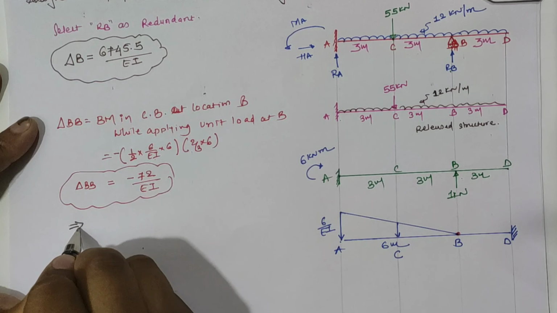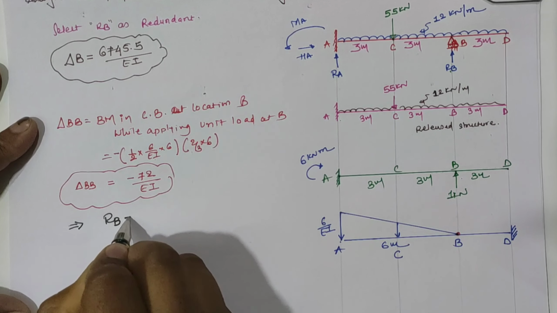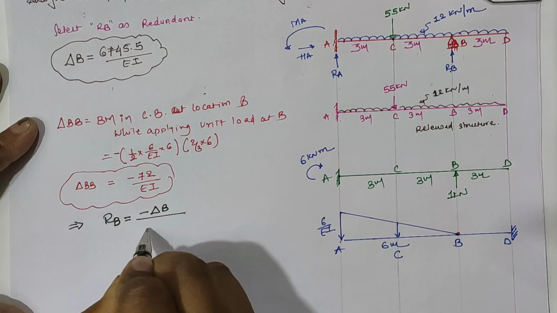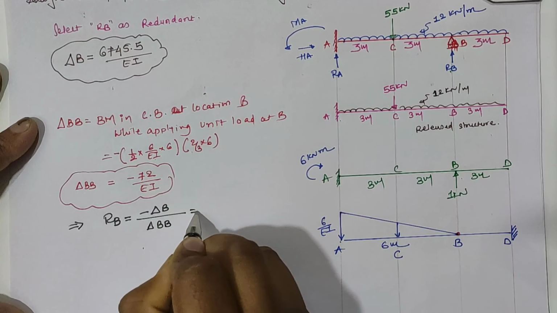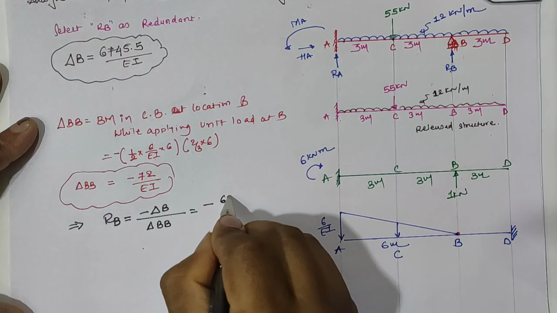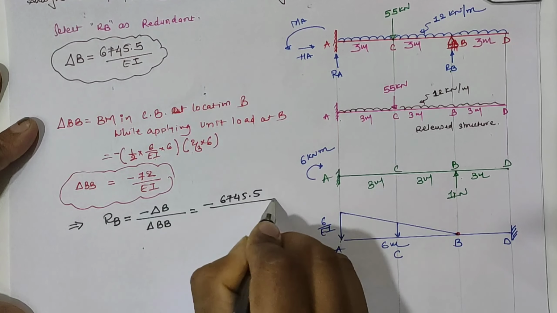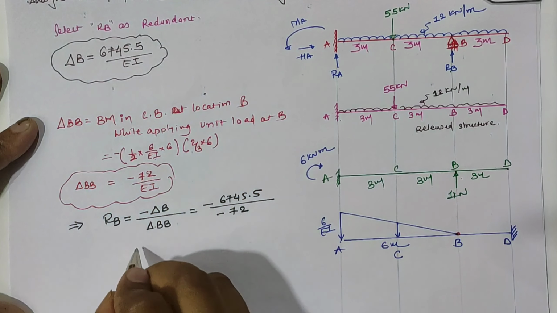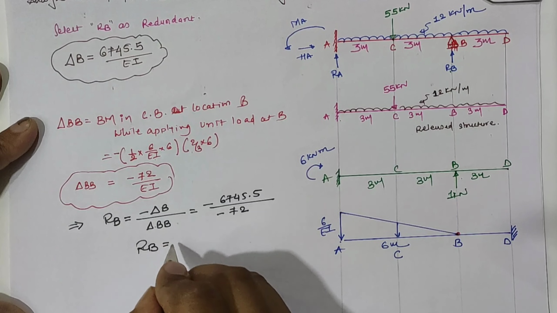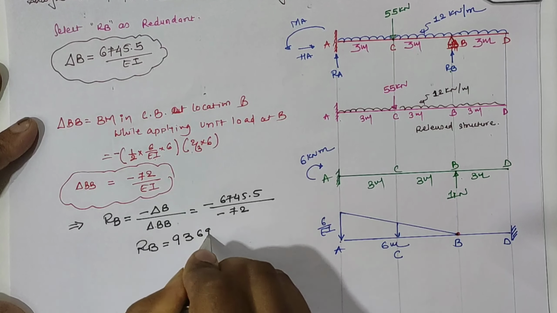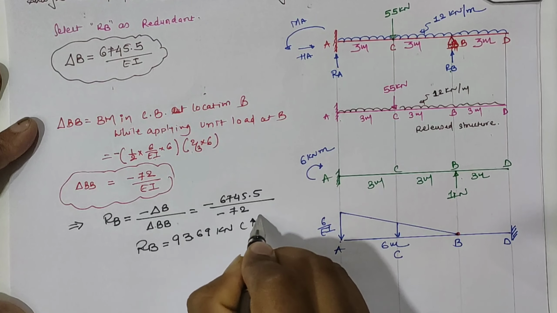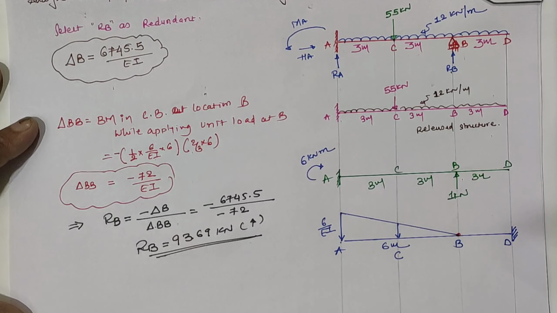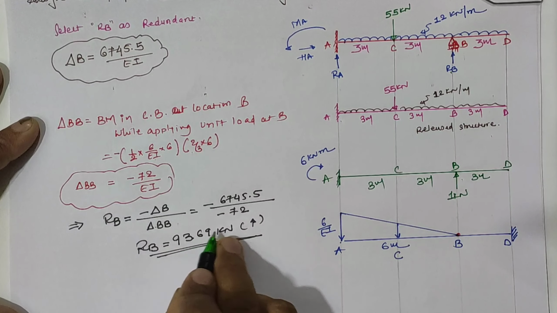Now according to the consistent deformation method, our redundant value can be calculated by the equation minus delta B by delta BB. Now delta B value is 6745.5 and delta BB value is minus 72, and EI is cancelled from both the terms. Hence our RB value is equal to 93.69 kilonewton in the upward direction. So using the consistent deformation method, we have calculated the value of RB, which is 93.69 kilonewton.